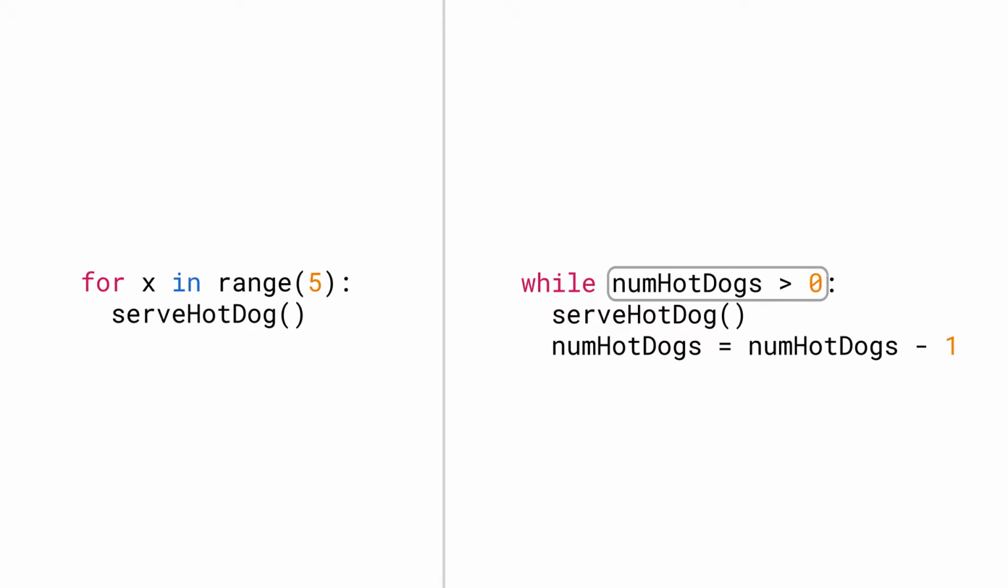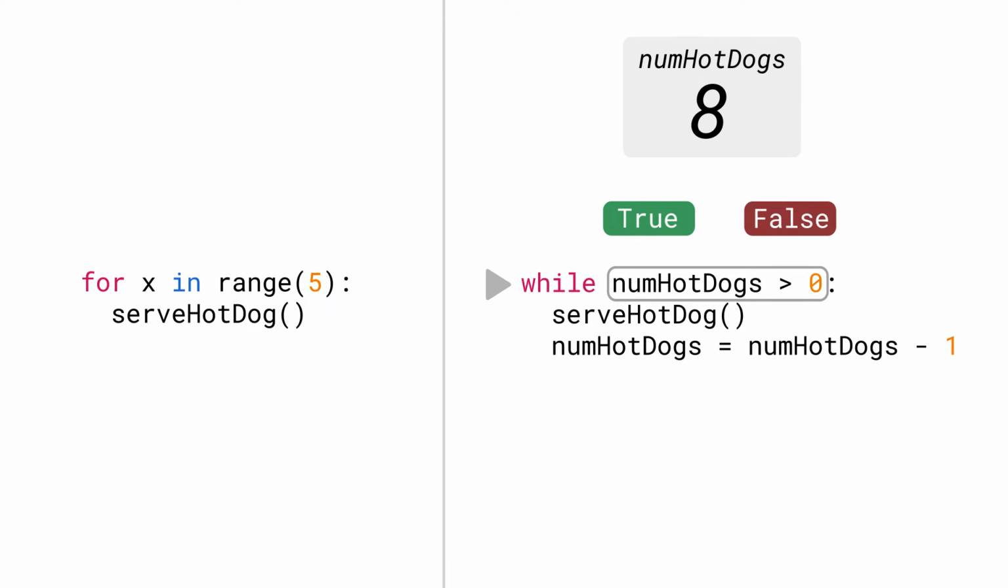The first is the conditional line. In this case, the conditional num hot dogs is greater than 0 returns either true or false. The code block inside the while loop will only run while the condition is true. If the condition is false, the code in the while loop will not run, or it will break from its loop and move on to the rest of your code.